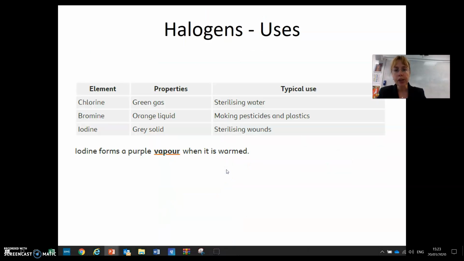Okay. So we need to know some of the uses. Chlorine is used for sterilizing water. When they put chlorine chemicals into a swimming pool, they don't put the gas, that wouldn't be very good at all, but they put a chlorine compound. Bromine is used for making pesticides and plastics, and it tends to be a very poisonous gas. And then iodine is often used in the medical profession to sterilize wounds, and you see that lovely brown color on the skin as they do that.